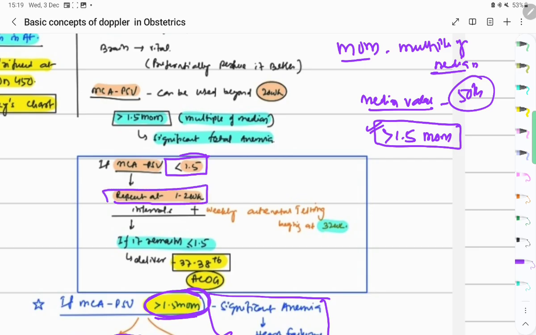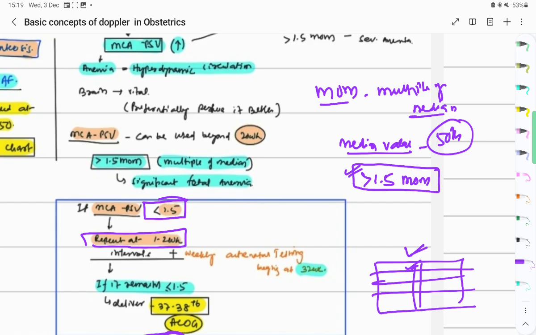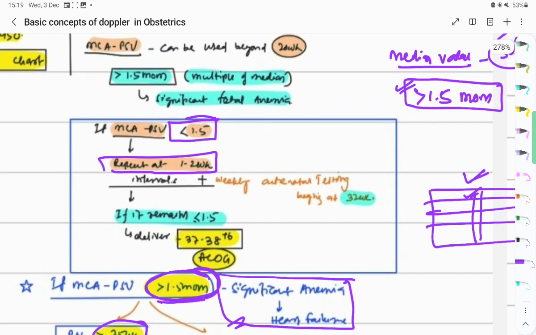So how will you find that 1.5 MOM value? There is a chart. You do not have to remember the chart, just put the chart near your ultrasound machine. You will compare with the chart, or sometimes the machine will give you the value, the centile value or the median value, automatically. There is software. We put in the chart, and it will tell what the median value is and what the 1.5 MOM value is. Then we will compare it to the patient's value.